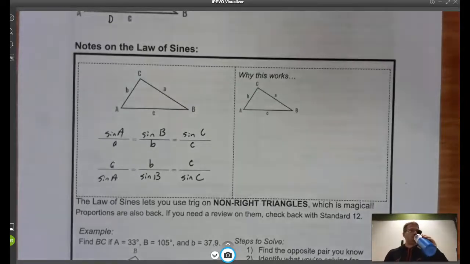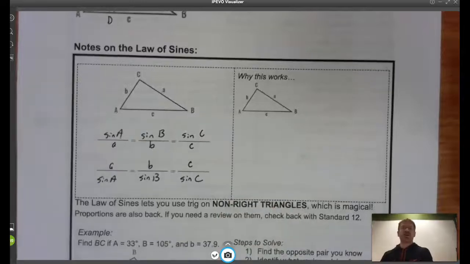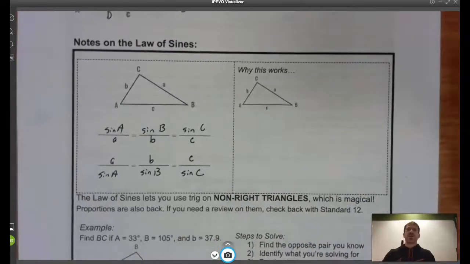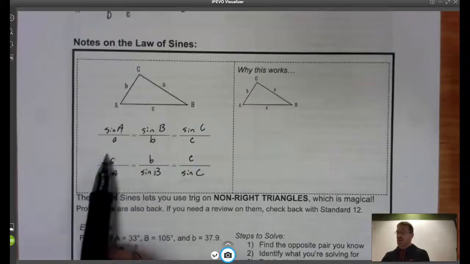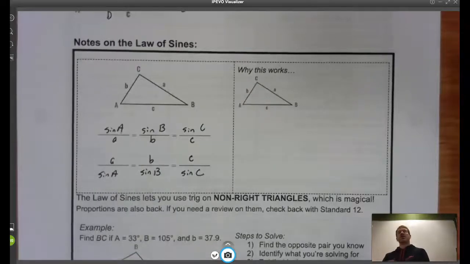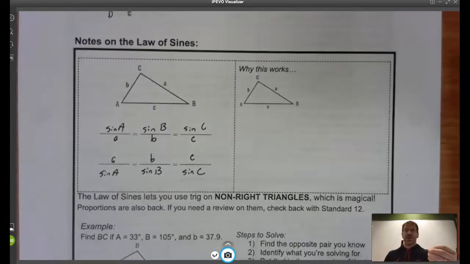Now, here's what this work we just developed means: I can solve, and notice here are the three angles in the triangle, and here are the three sides in the triangle. As long as I have 3 out of 4 pieces, I can solve for the other missing piece.